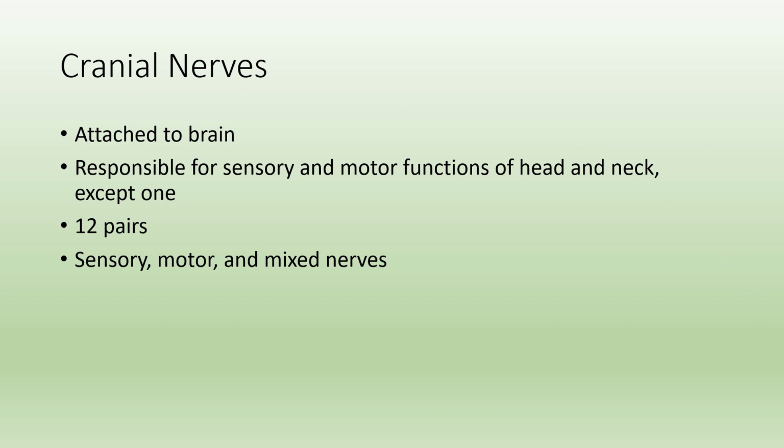Cranial nerves are attached to the brain. They are part of the peripheral nervous system, but you have to have nerves attached to the central nervous system. So they're attached to the brain, but they're not part of the brain, so they're part of the peripheral. They're responsible for sensory and motor functions to both the head and the neck, except there's only one that does extend below the neck. Some of these are sensory, some are motor, and some are mixed, meaning they have both sensory and motor nerves in them. There are 12 pairs of the cranial nerves.